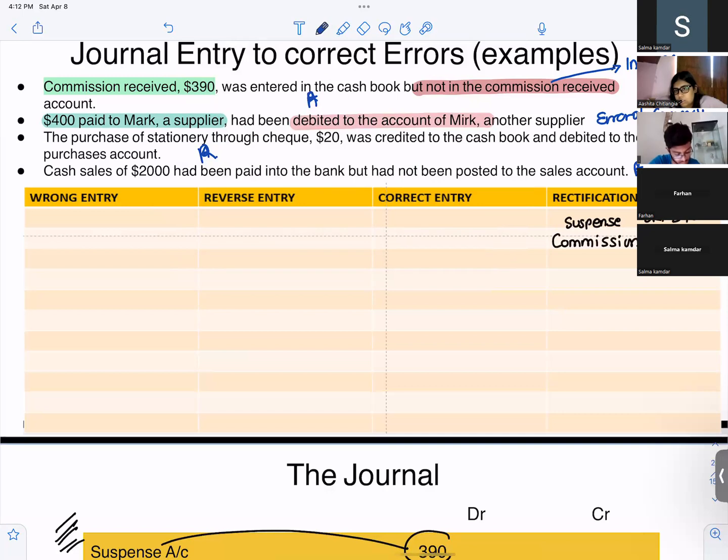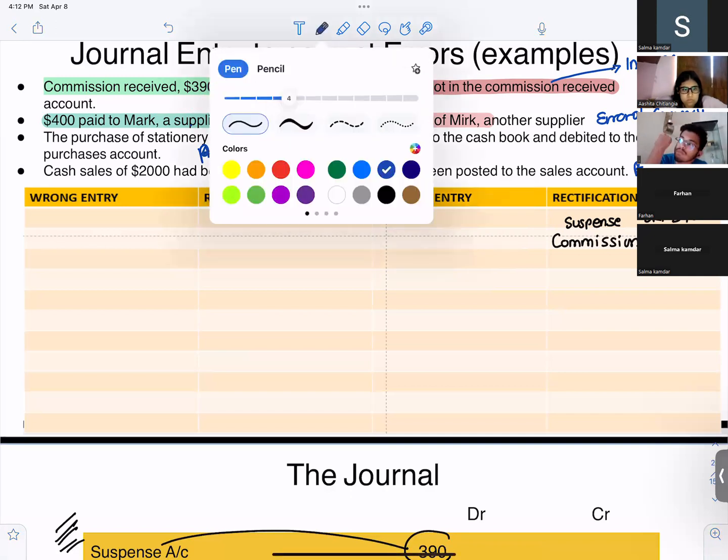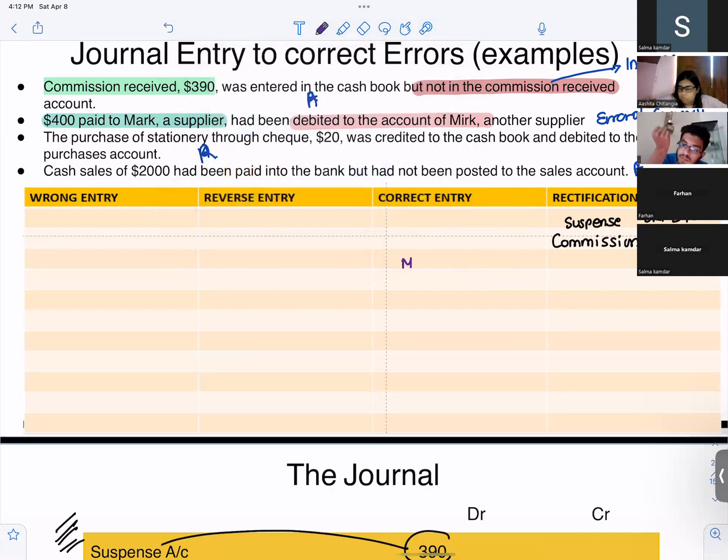Okay. When you pay to Mark, what is the correct entry should be? Mark debit and Merck credit. The correct entry should be Mark debit. Credit would be cash because money is going out.